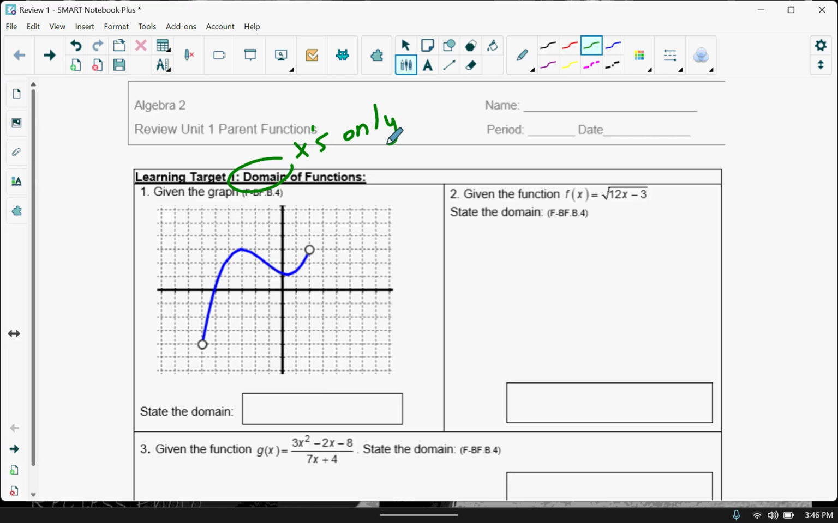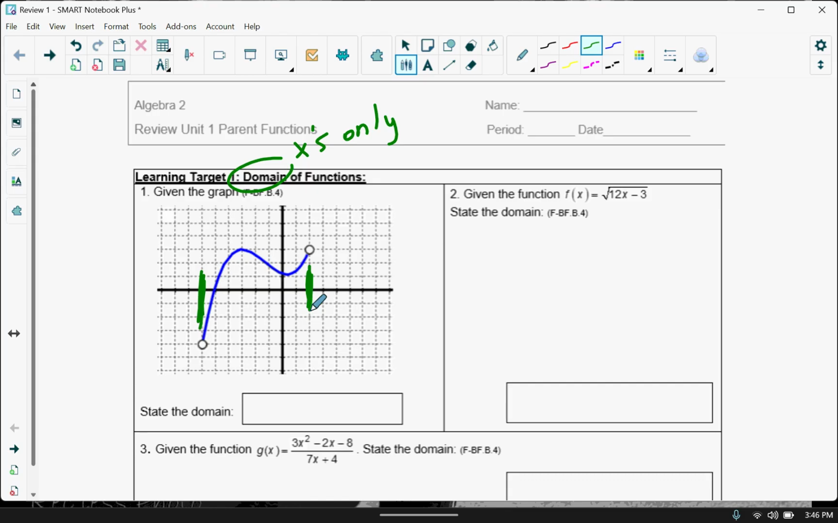So in problem 1, it says given the graph, you get this wavy graph with two white dots at each end. The main thing about your domain is you want to try to find the extreme x values. So you want to see how far to the left and how far to the right it goes. On the far left end of the graph, there is a white dot. On the far right side of the graph, there's a second white dot.